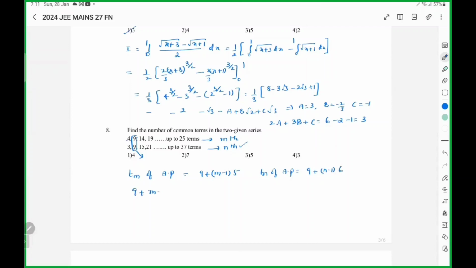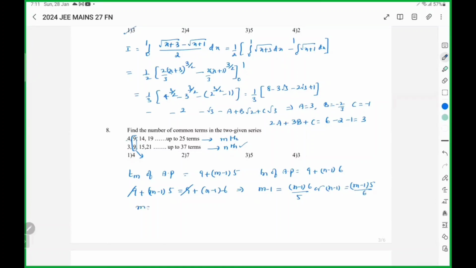They coincide, so (m minus 1) into 5 is equal to (n minus 1) into 6. So here I can write m minus 1 as (n minus 1) into 6 by 5. Or n minus 1 as (m minus 1) into 5 by 6. Suppose here it should be an integer.